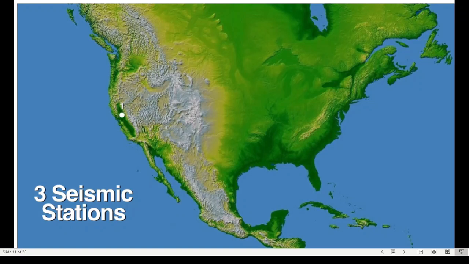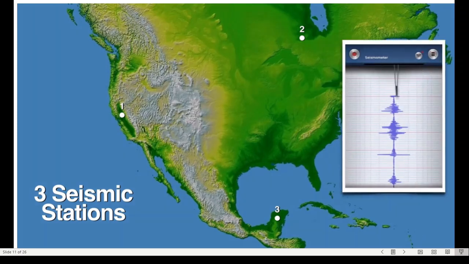Let's say we have one here in California, one up here in Canada, and one down south here, labeled 1, 2, and 3. Now, these are locations where we have seismometers actively monitoring the shaking in the Earth's crust. Of course, we have seismic stations all over the world. In order to use this triangulation method, we need at least 3 of these, or data from 3 of them.